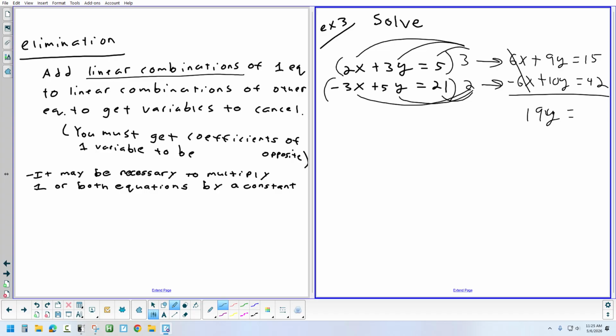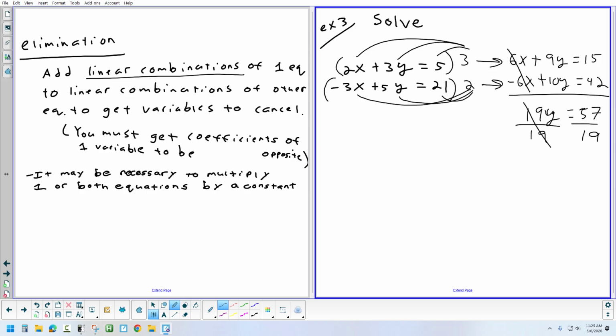And my last column, don't forget that one on the other side, just the constants. Hadley, what did we get when we add those up? 57. Okay. And Eileen, what do I do now to get y by itself? Divide by 19. Perfect. And what's that going to give me for y?